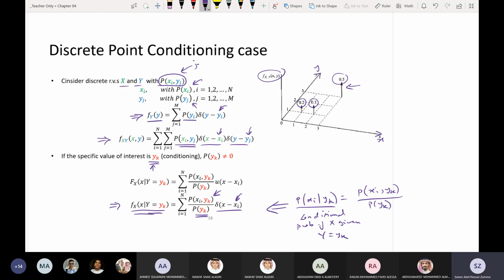We call this the joint probability, just to review what we did. P(xi, yj) is the joint probability, which is the probability that x equals xi and y equals yj. These are the marginal probabilities. These and these, we remember. And this is called the conditional probability of x given y equal yk.